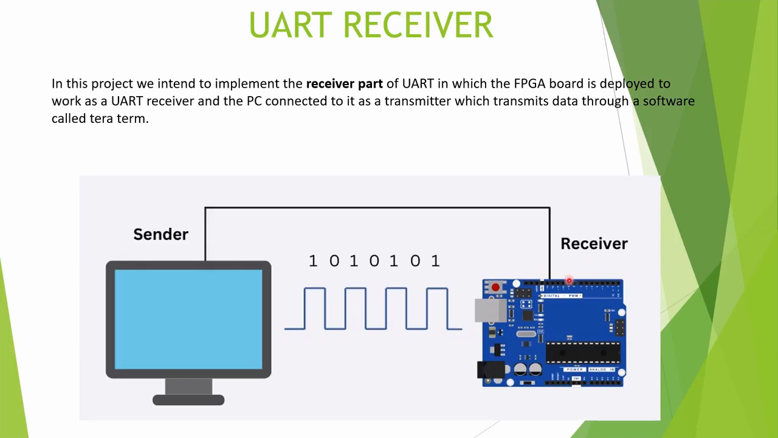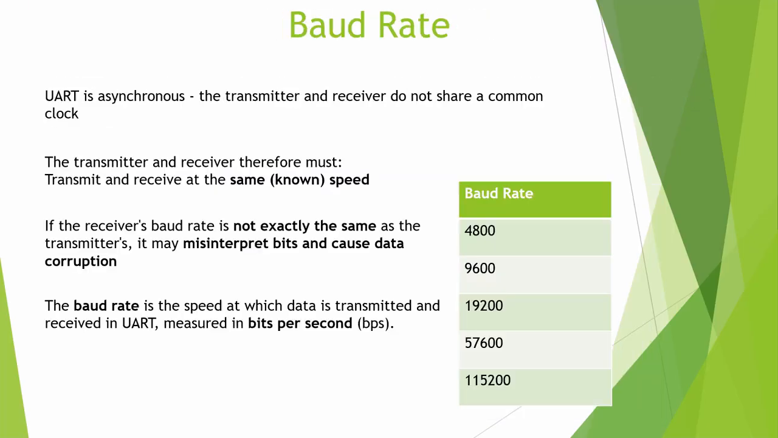work as a receiver and the PC acts like a transmitter which will send the data bits from the PC to the receiver. The UART transmitter and receiver must transmit and receive at the same known speed. If the receiver's baud rate is not exactly the same, then it might misinterpret bits and cause data corruption. In this project, we use the baud rate of 9600.